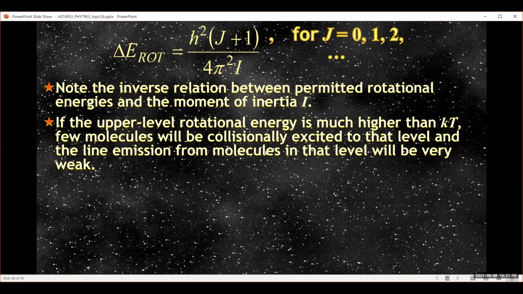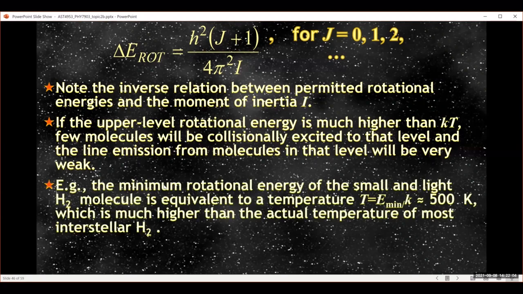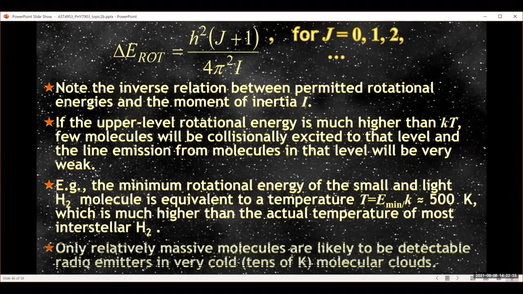And so you cannot get the emission that you want. For instance, the minimum rotational energy for molecular hydrogen is approximately 500 Kelvin. That's because hydrogen is such a light molecule, its moment of inertia is very large. And that's so high that in a lot of places where there's undoubtedly a lot of molecular hydrogen, we can't see it because it can't emit, certainly in the rotational frame.